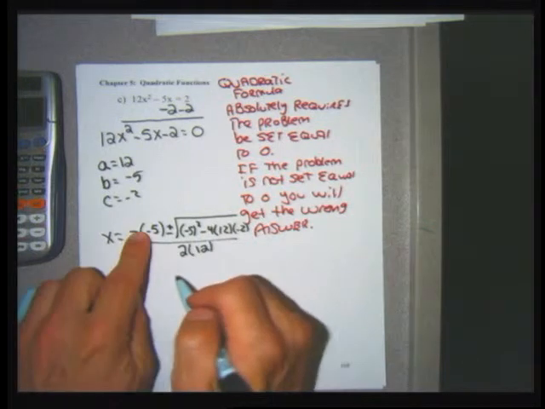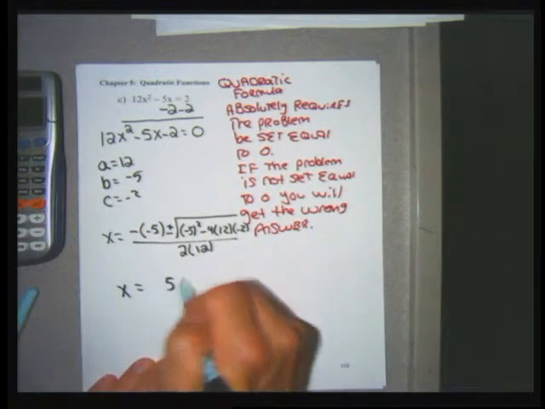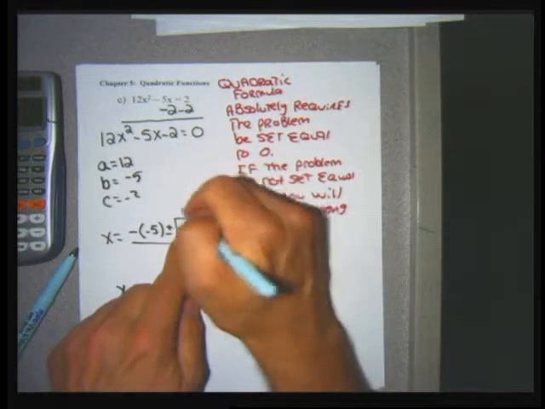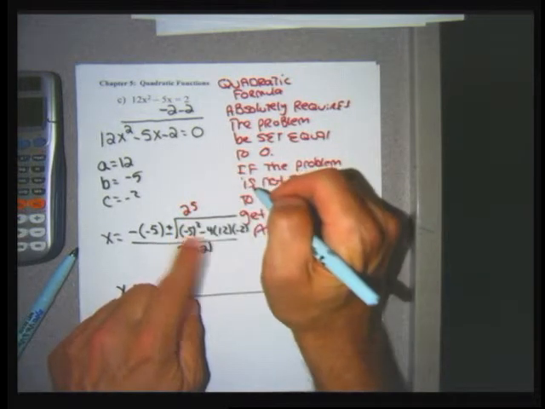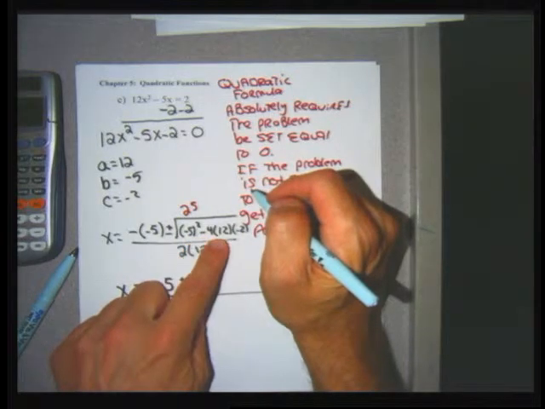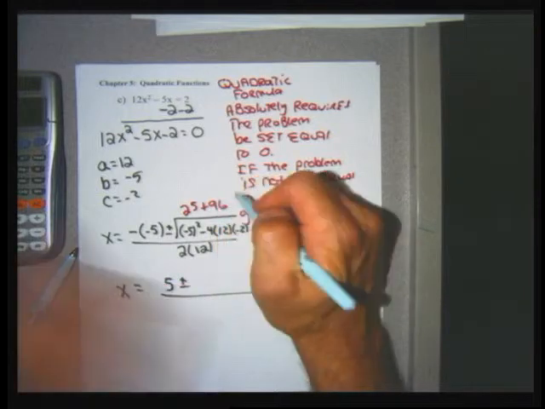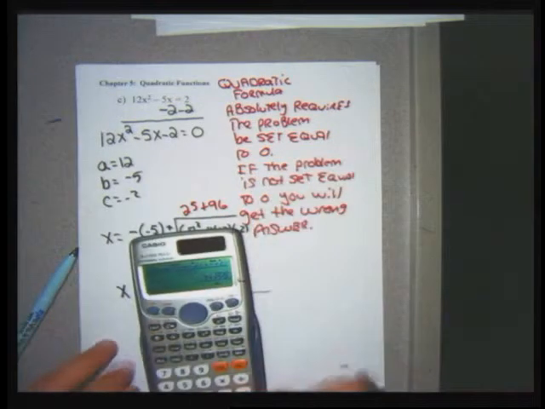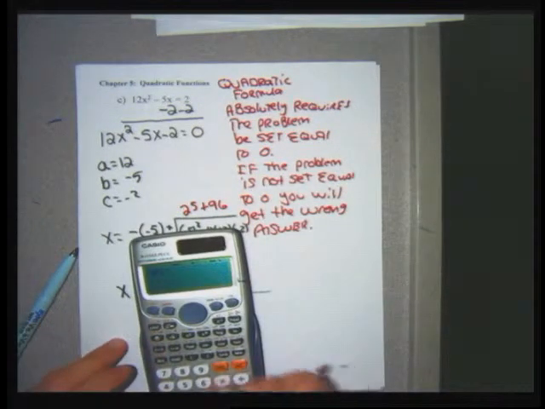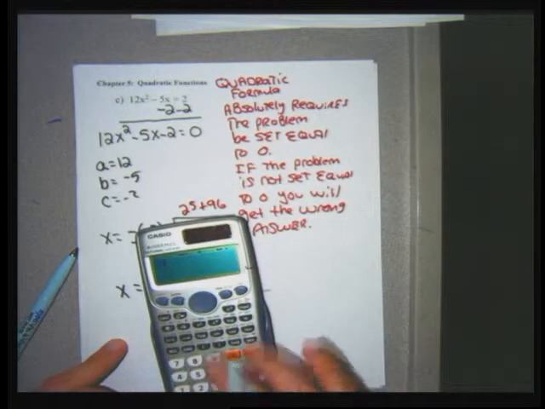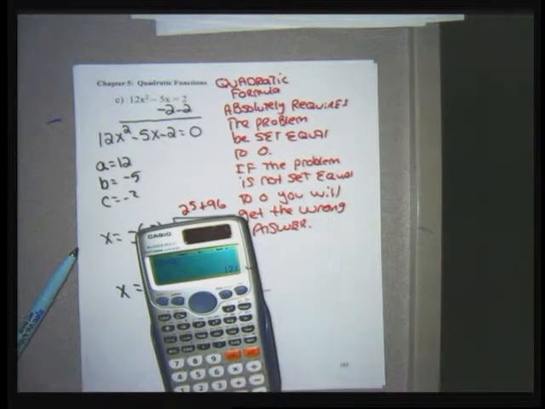In the numerator, this double negative turns positive. And then negative 5 squared is positive 25. And this is negative 4 times 12 is negative 48 times 2 is positive 96. I better make sure of that. Negative 4 times 12 times negative 2, and I get positive 96. And then 25 plus 96 under the radical is 121.